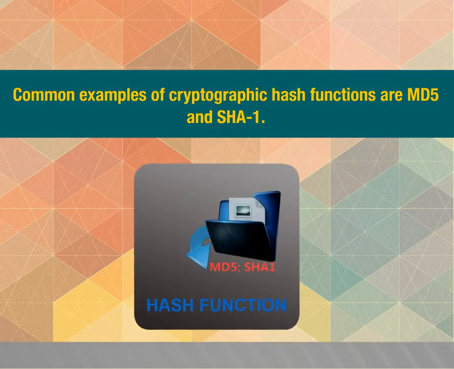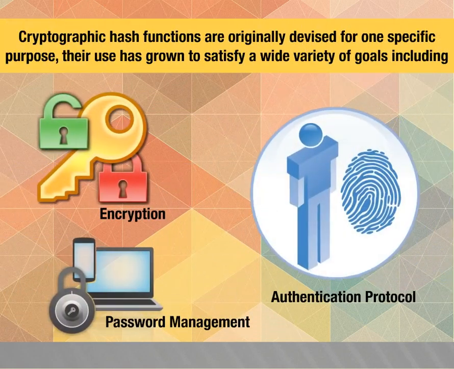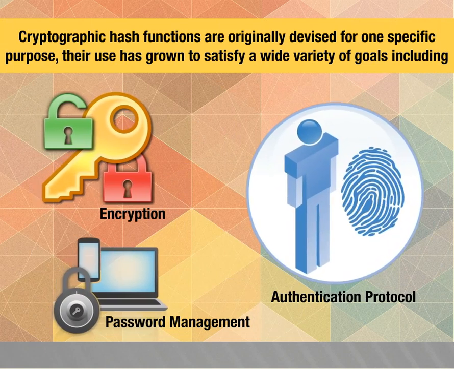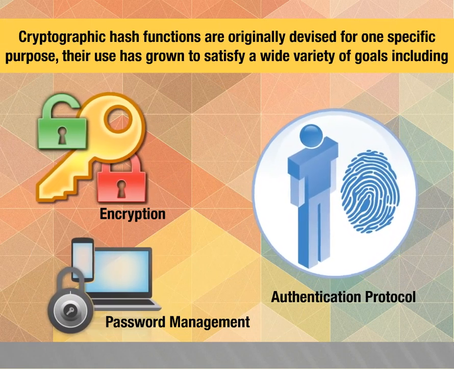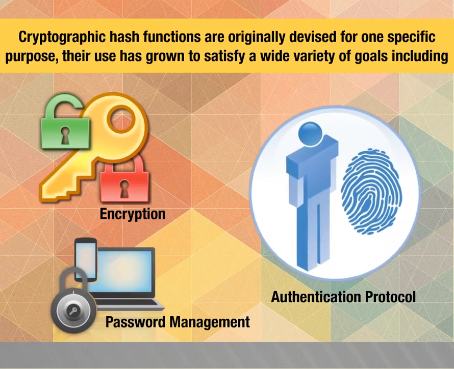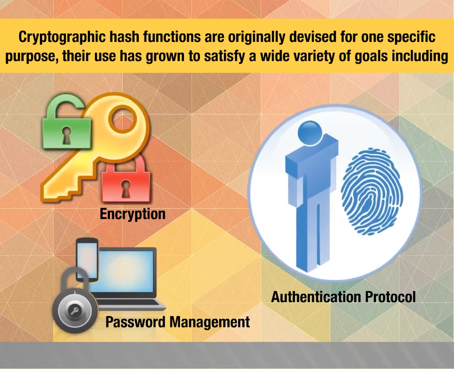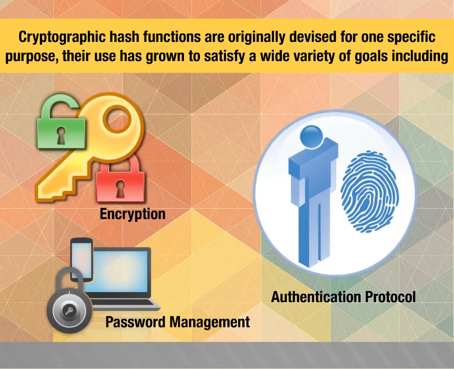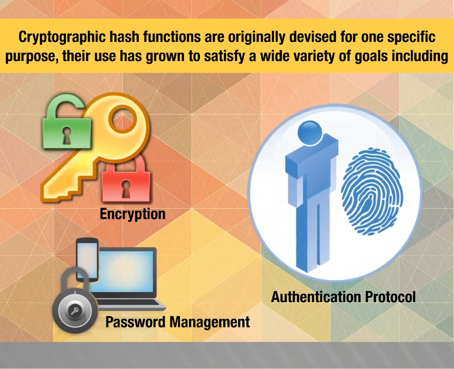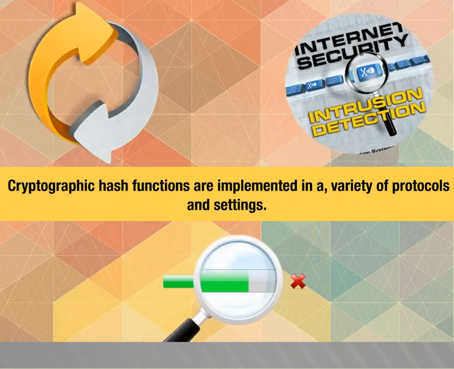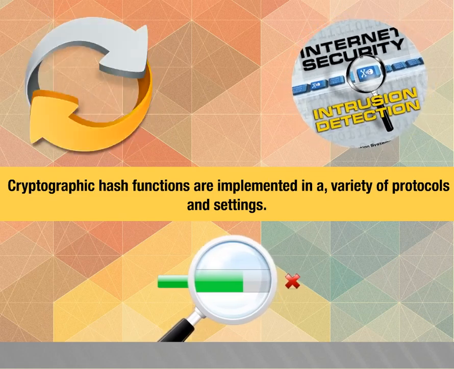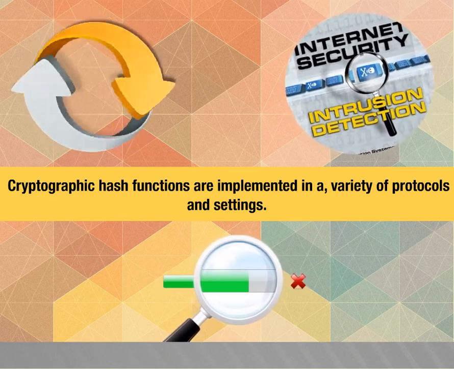Common examples of cryptographic hash functions are MD5 and SHA-1. Cryptographic hash functions were originally devised for one specific purpose. Their use has grown to satisfy a wide variety of goals including encryption, authentication protocols, and password management. They are implemented in a variety of protocols and settings.